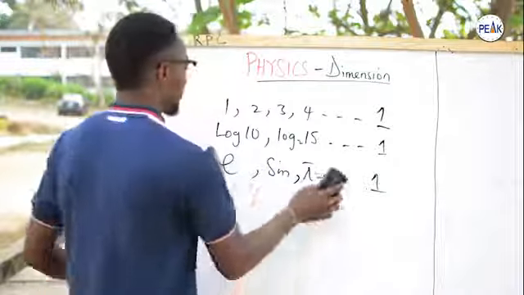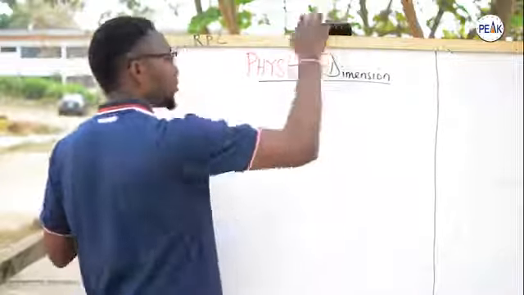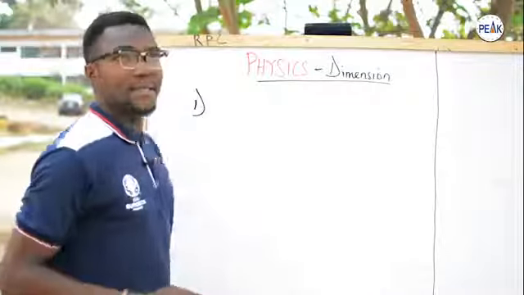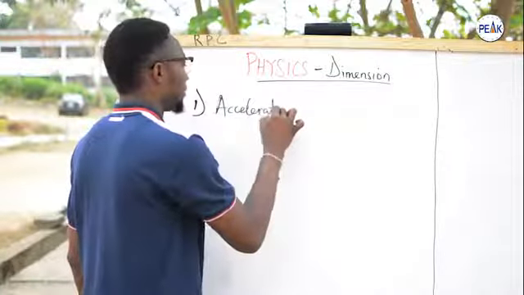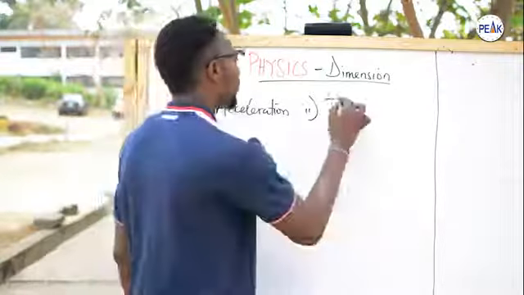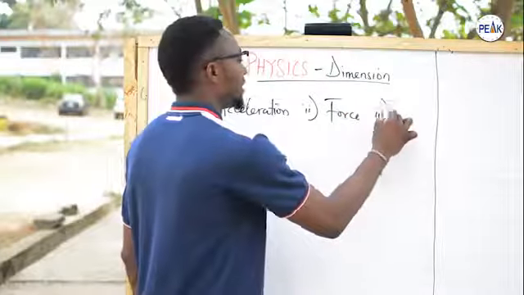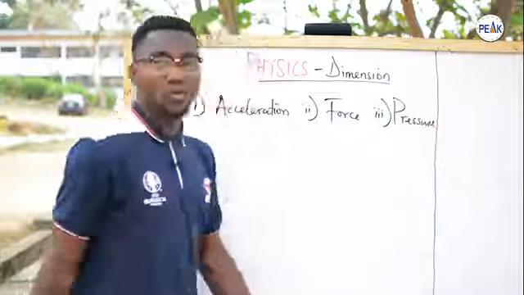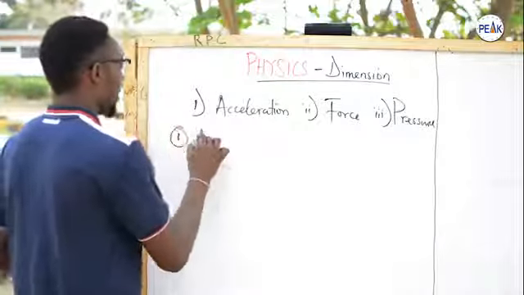So let us do a quick question under dimension analysis. I'm going to write out 3 questions on the board, and we're going to find their dimensions. Number 1, let's obtain the dimension for acceleration. Number 2, let us obtain the dimension of force. Then number 3, let us obtain the dimension of pressure, so that you can understand how to go about dimension analysis.